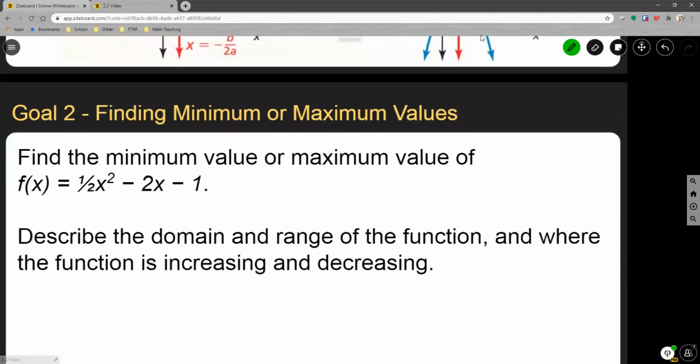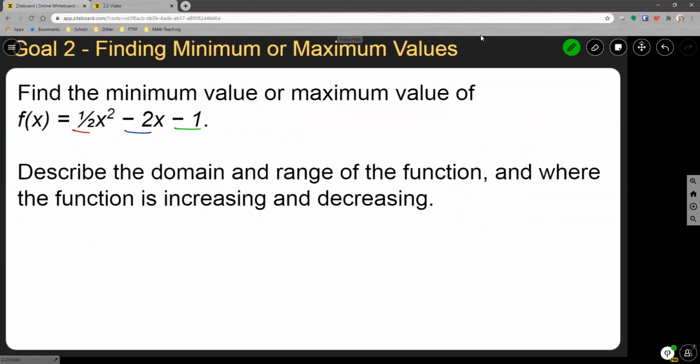So with that, we can very quickly find minimum or maximum values. So let's find the minimum value or the maximum value of the following quadratic in standard form. This quadratic is f of x equals 1/2 x squared minus 2x minus 1. So it's in standard form.